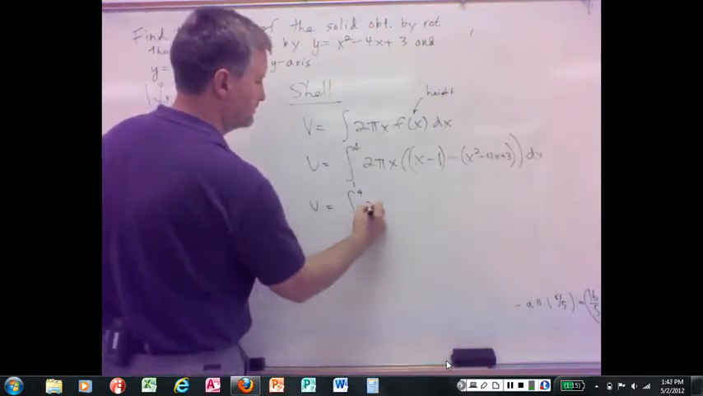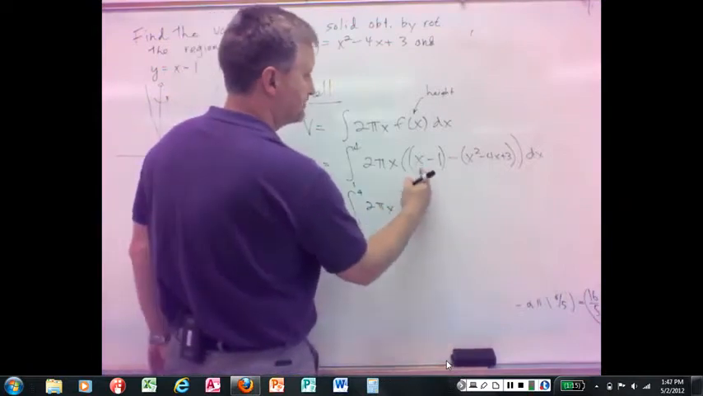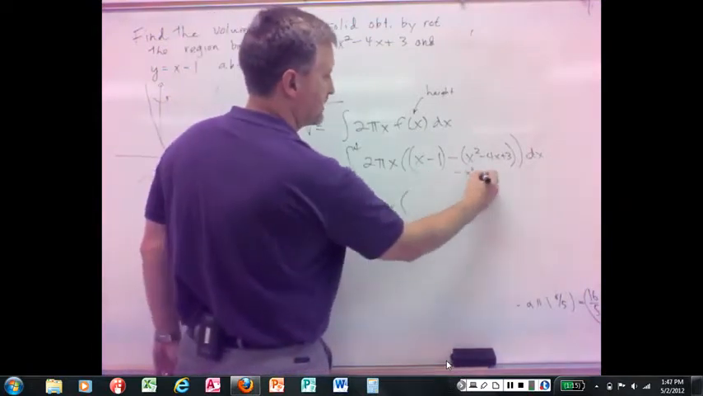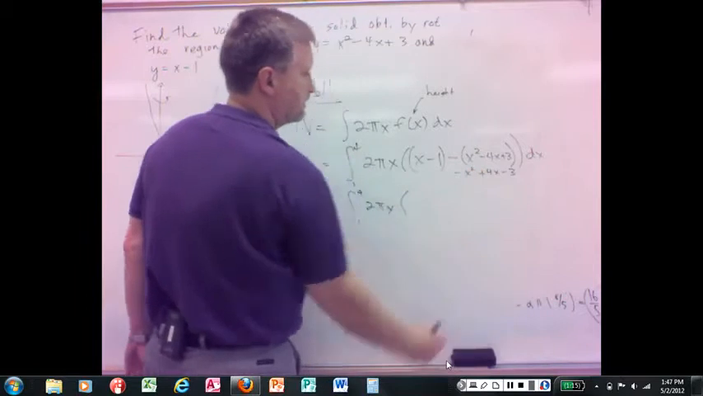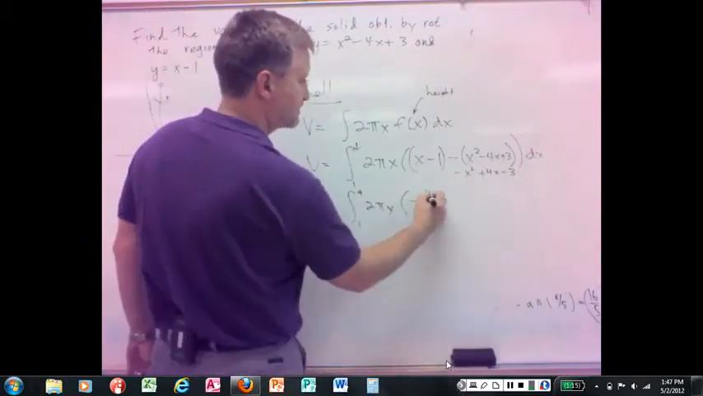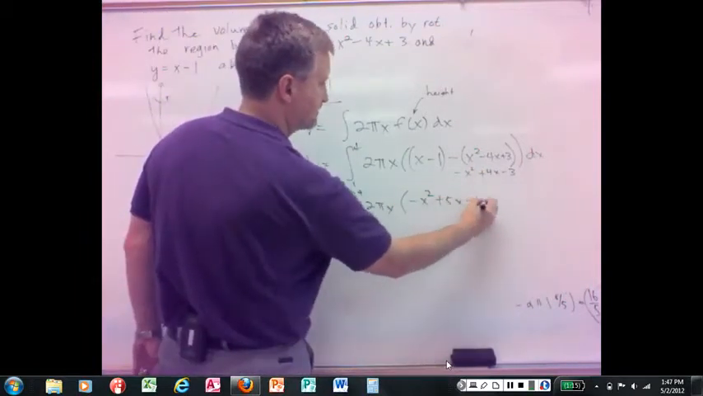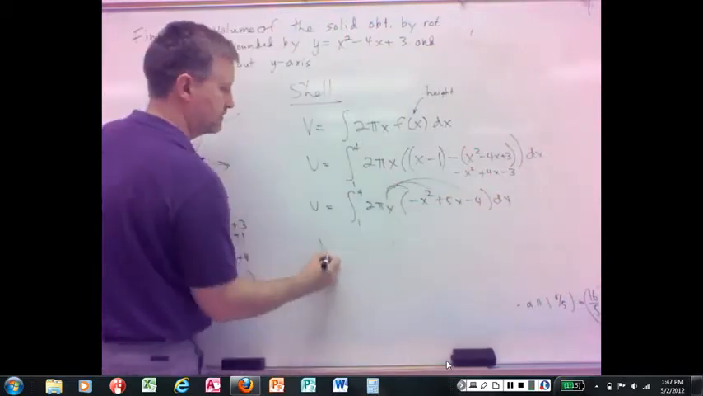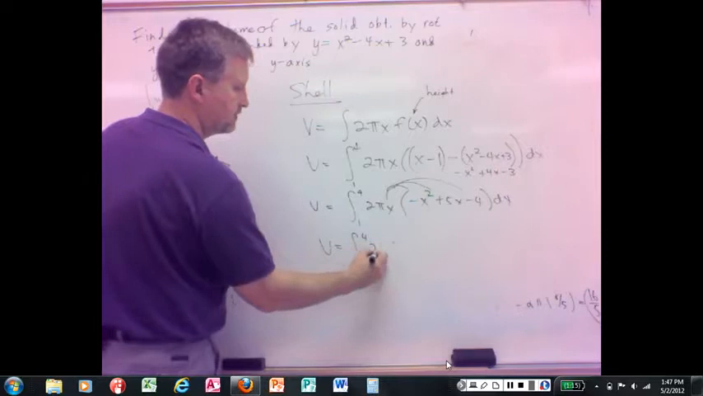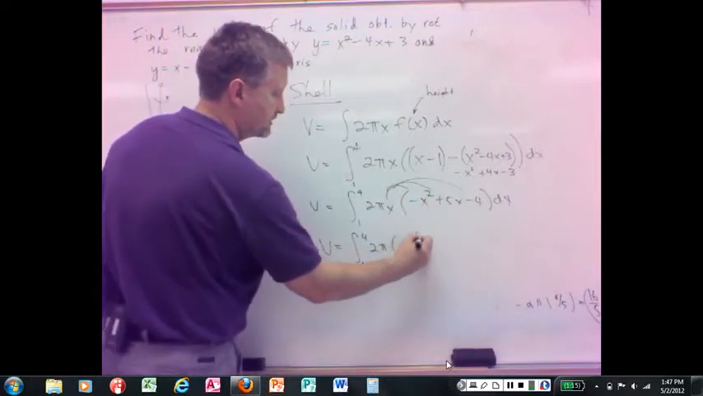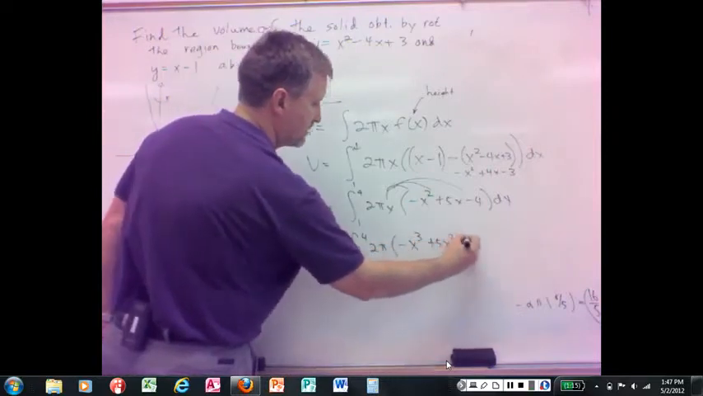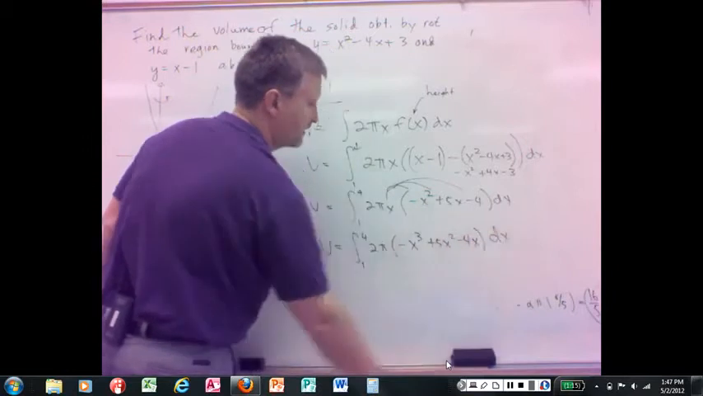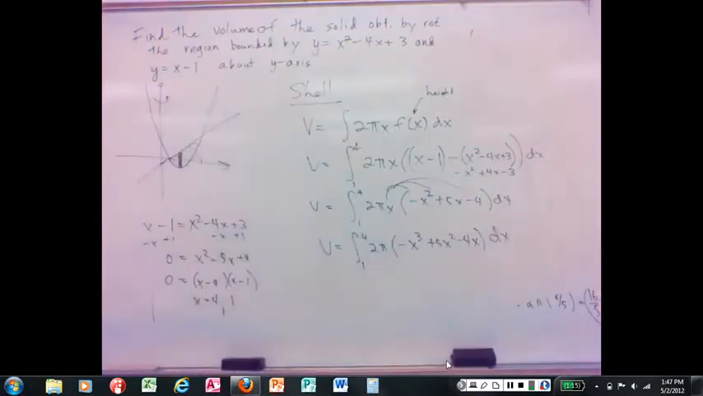Okay, so integral 1 to 4, 2 pi x. There are some like terms here. Don't forget to change those signs. It would be minus x squared plus 5x minus 4. But then I have to distribute the x. So it'll be minus x cubed plus 5x squared minus 4x is what I finally wind up doing the antiderivative of. Does that sound right? Minus x cubed plus 5x squared minus 4x.